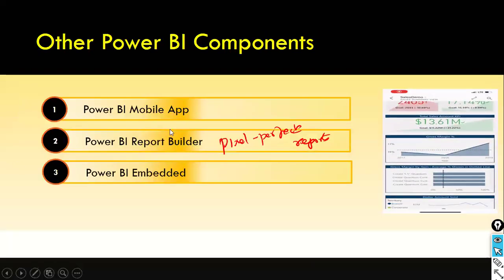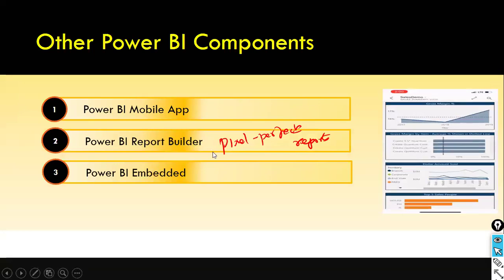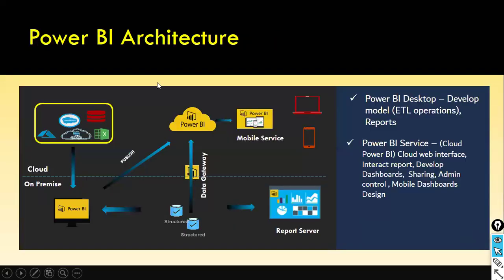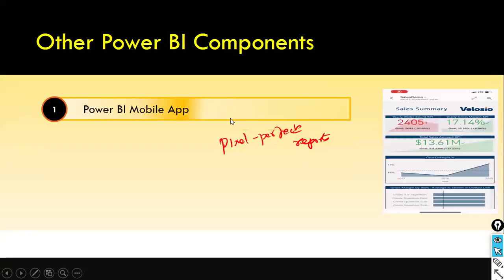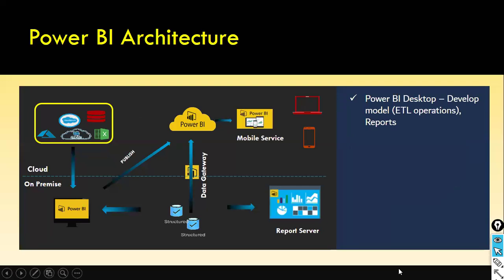All right. So now we understood all these components. Next one is the Power BI Desktop components. Now you have understood the overall architecture components and how they interact with others. Next I'm talking about Power BI Desktop. Let us narrow down to this tool. Within this Power BI Desktop itself, there are three components.